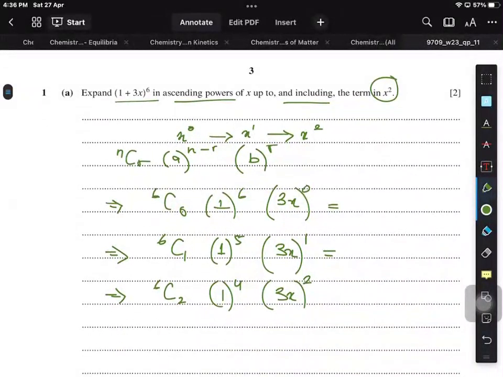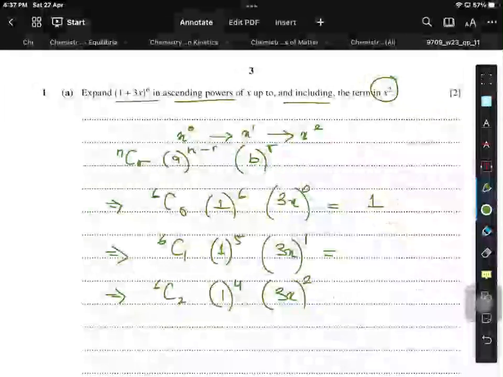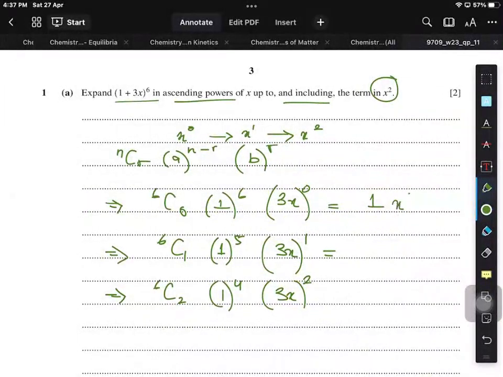Now, what is 6C0? 6C0 would be 1, and 1 to the power of anything is just 1, so there's no use of writing it. And anything to the power of 0 is also 1. So the term with x to the power of 0, there's no x here, so that would be 1. Then for x to the power of 1, where we have the coefficient with x, that would be 6C1, which is 6, times 3 to the power of 1, so that would be 18.